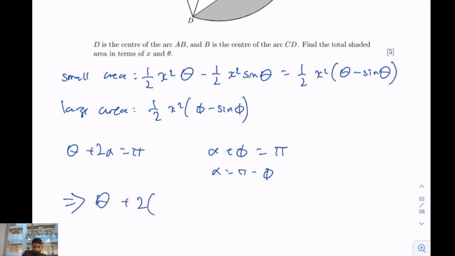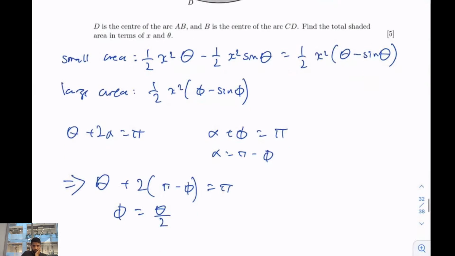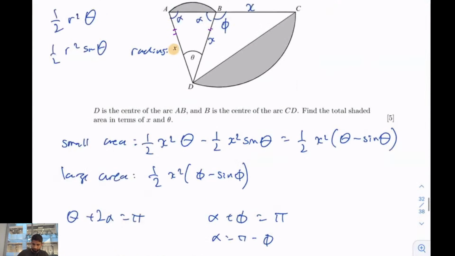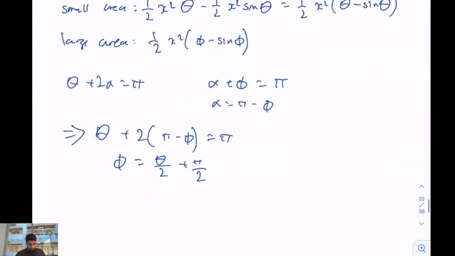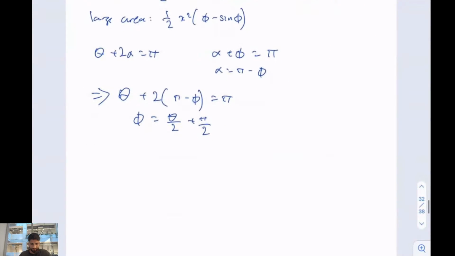Theta plus 2 times (pi minus phi) is equal to pi. So this will give you phi equals theta over 2 plus pi over 2. So now we have linked theta, which was given to us, to phi, which is what we introduced to help us write an expression for this area. But we need to go back to what the question gives us. Right, let's do that and let's see what we'll end up with.